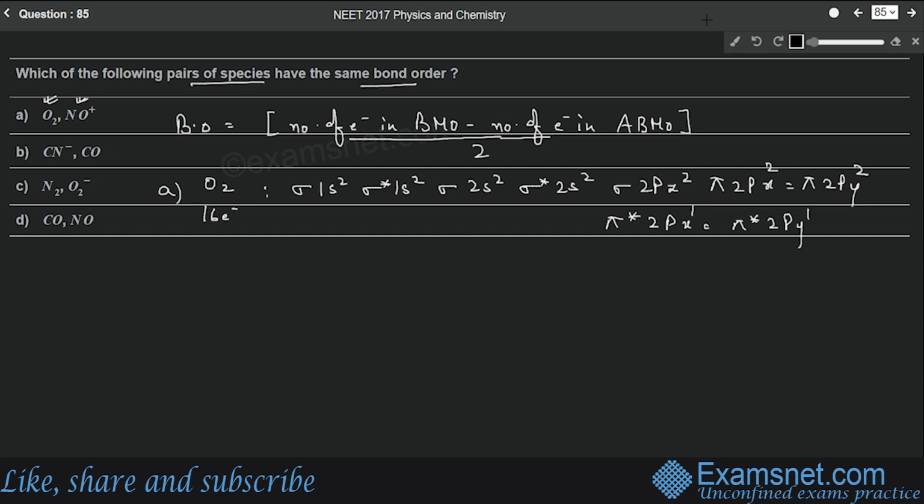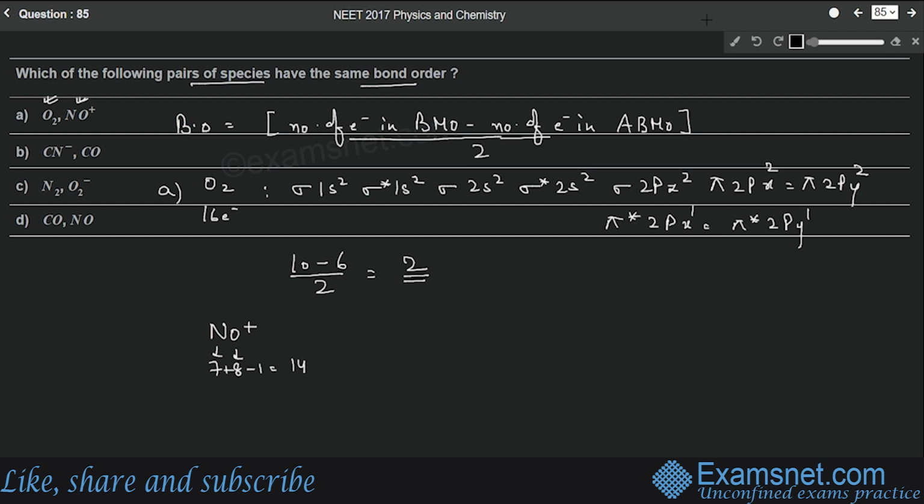Now how many electrons are there in bonding molecular orbital? Total 10 electrons. And in anti-bonding molecular orbital there are 6 electrons, divided by 2. That means 4 divided by 2, so the bond order is 2. So O2 has bond order 2. The other species of this pair is NO plus. Now we know that nitrogen has how many electrons? 7. Oxygen has 8. That means 15, but the plus charge is also there, so minus 1, that is 14.